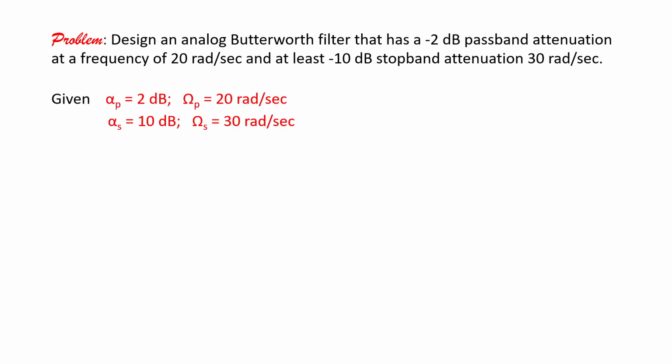Now from the given specification, alpha p equals 2 dB, I can take the mod value, and alpha s is equal to 10 dB, omega p equals 20 radian per second, omega s equals 30 radian per second.